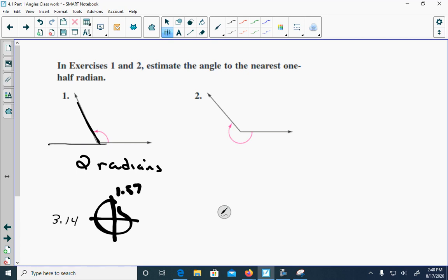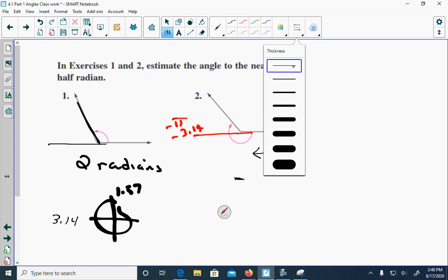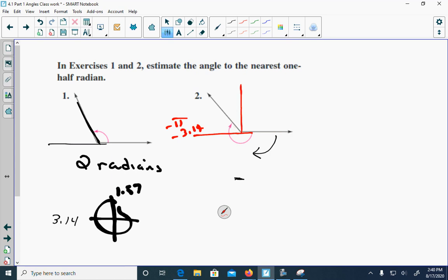When I come to number 2, it's going down, so it's going clockwise, which means it's going to be a negative angle. Going halfway around the unit circle would be negative 3.14, because that would be negative pi. This is a little bit more. If I were to go straight up and down, that would add another 1.57, so this would be negative 4.7-ish. So I'm going to guess this is about negative 4, and that's my final answer. It only wants you to the nearest 1/2, so as long as you're close, you're good.